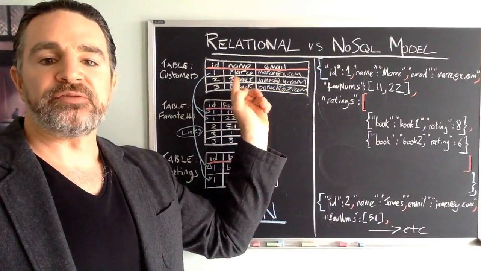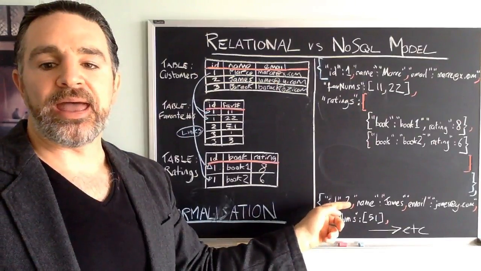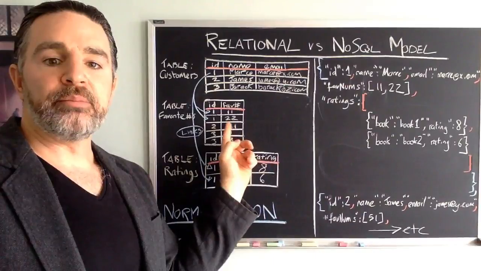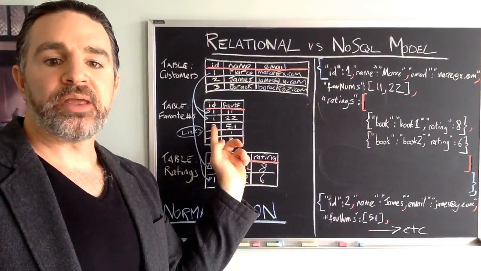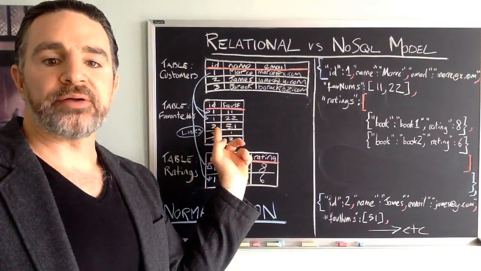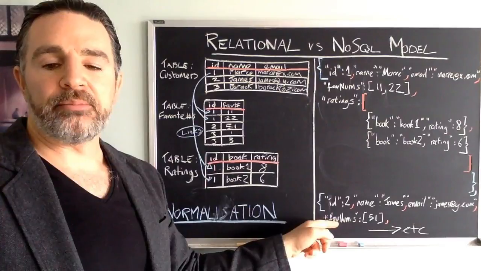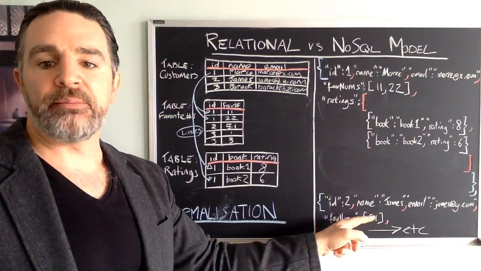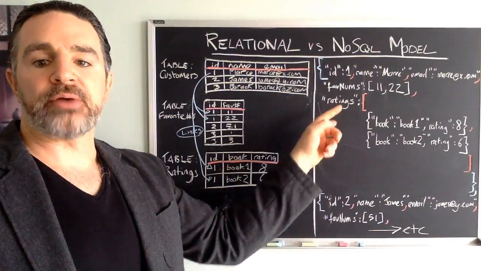Again, as I mentioned before, a row in a relational database is a document in a NoSQL database. And then favorite numbers. So James has only 1 entry in the favorite numbers table, 51. So ID of 2 is 51. And here we go. I have my favorite numbers key, and the value is this array. This array this time only has 1 number in 51. And then I would do the same thing with ratings.